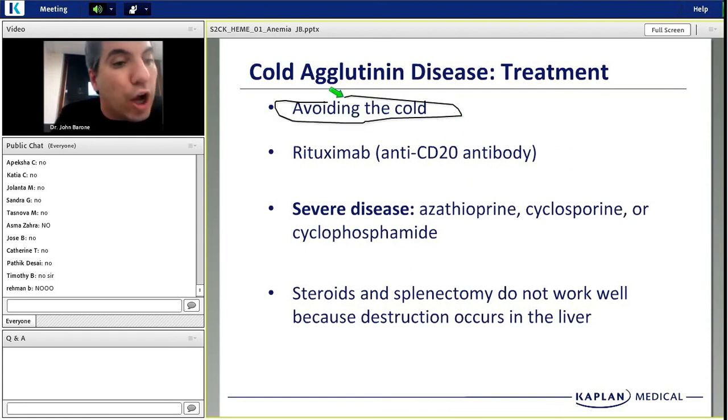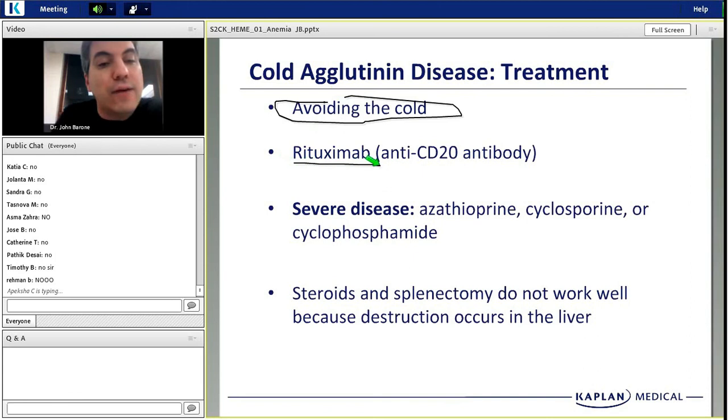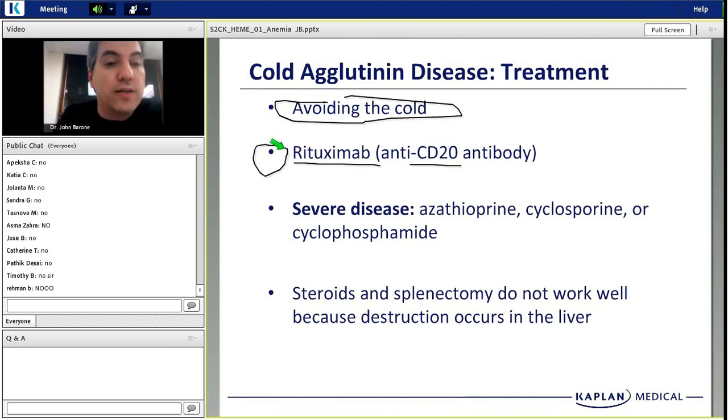All right, now the treatment here is to avoid the cold. Don't get cold when you have an IgM. Now again, I can't use steroids. Can't use splenectomy. So what can I do to stop the IgM? I can give rituximab because it hits B cells. It'll stop the B cells from making IgM. So again, we avoid the cold. If that is insufficient, we'll add rituximab.